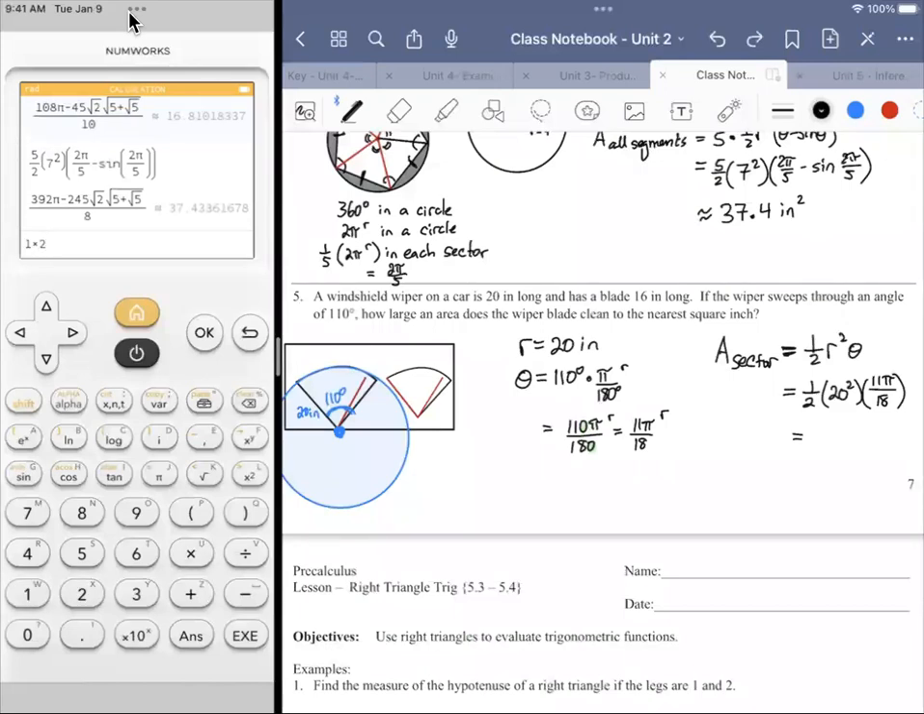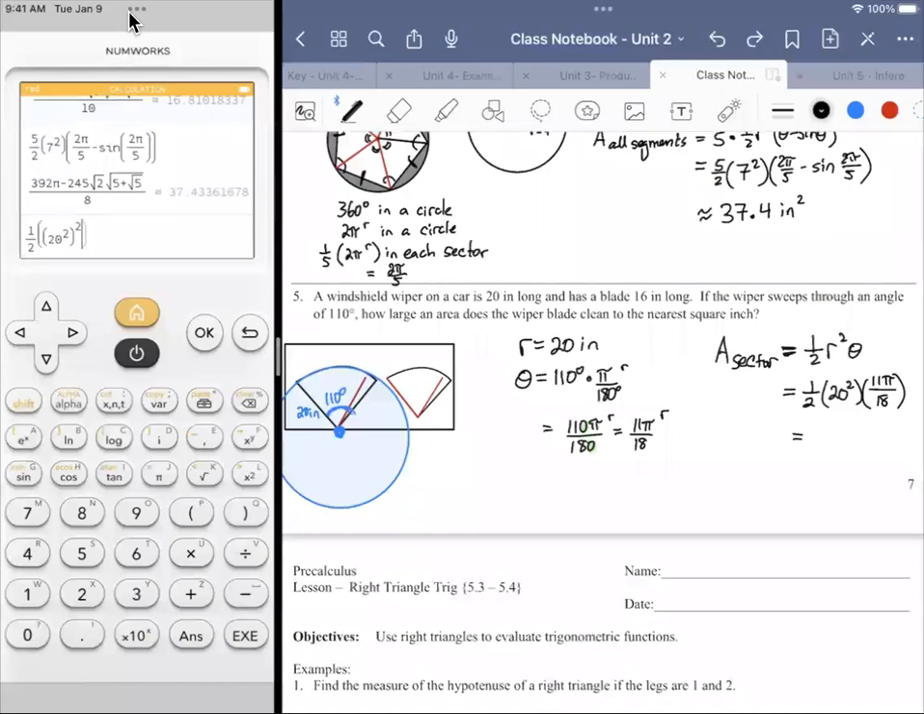1/2 r squared. Oops. Do it again without the oops. Went off the rails pretty badly. Just do it this way. Another oops, more oopses. All right. Then we're going to multiply that by 11 pi over 18.